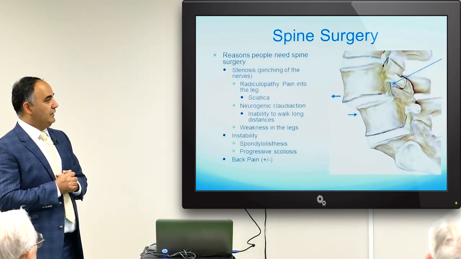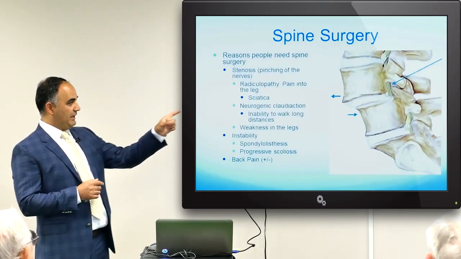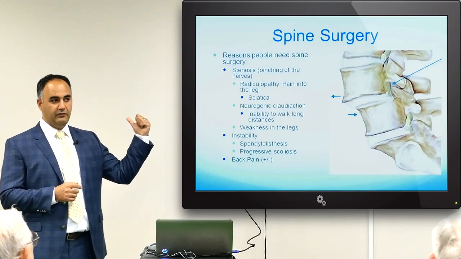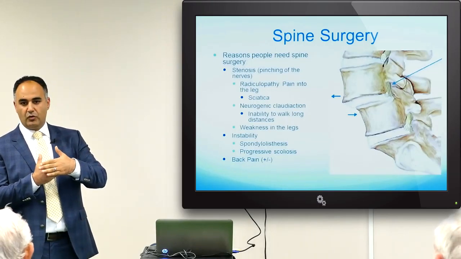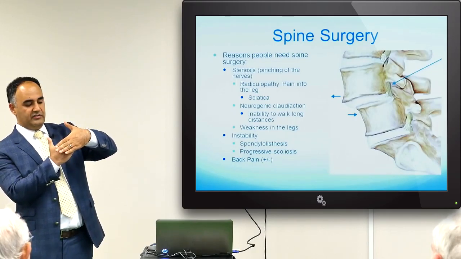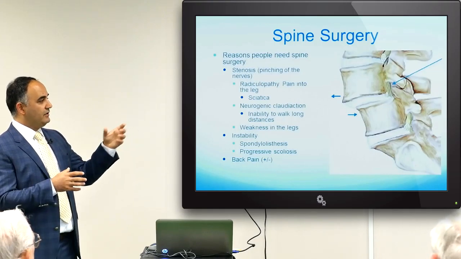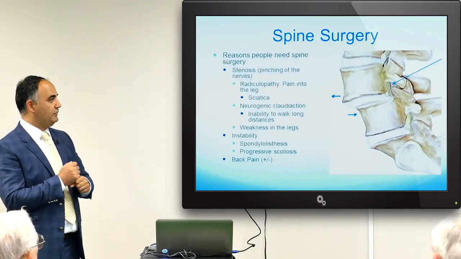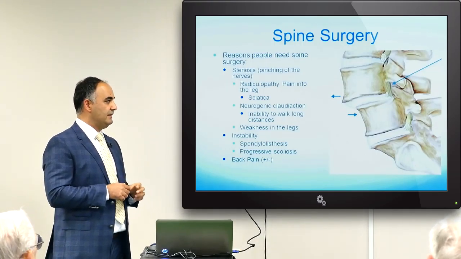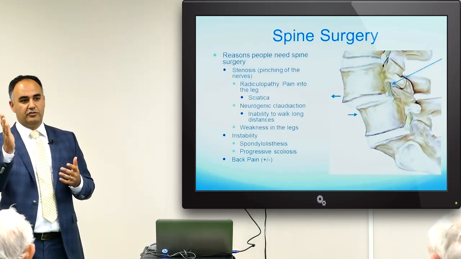Also, there's instability. Some people have instability of their spine. In other words, the spine shifts forward at one level. And that's because our joints become so arthritic, and the way they're oriented, as that disc height goes down, those joints go like this, and the spine just shifts forward. And when that occurs, that makes even more stenosis, okay? We call that spondylolisthesis.